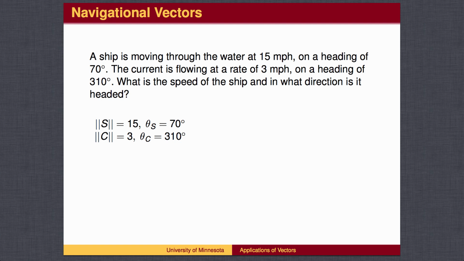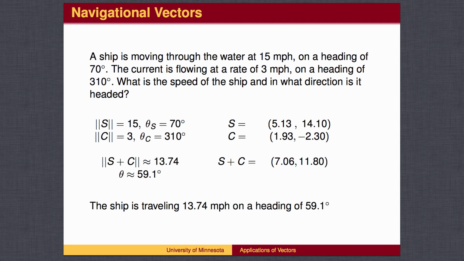To set up the problem, the polar form of the ship's vector has a length of 15 miles per hour and a direction of 70 degrees. The current's vector has a length of 3 miles per hour and a direction of 310 degrees. We first convert to rectangular coordinates, then add the vectors, then convert back to polar coordinates.